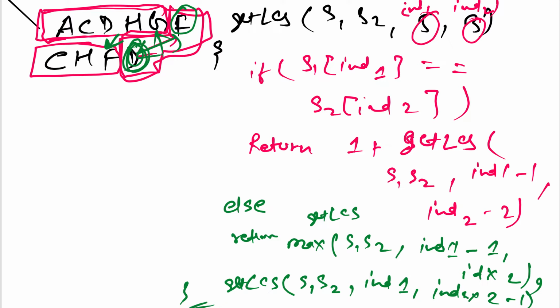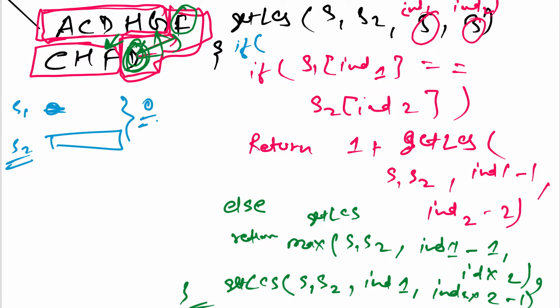And what the base case can be for this recursion, if any of the index is less than 0, then our LCS will be 0. An empty string and any length string, let's say s1 is empty and s2 is of any length, the longest subsequence will be 0 always. So if index 1 equal to 0 or index 2 equal to 0, return 0. This will be our base case. Okay, so two conditions are there.